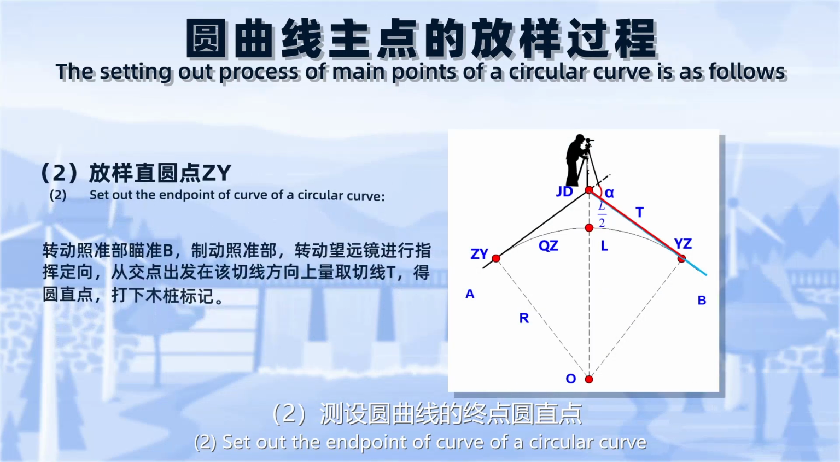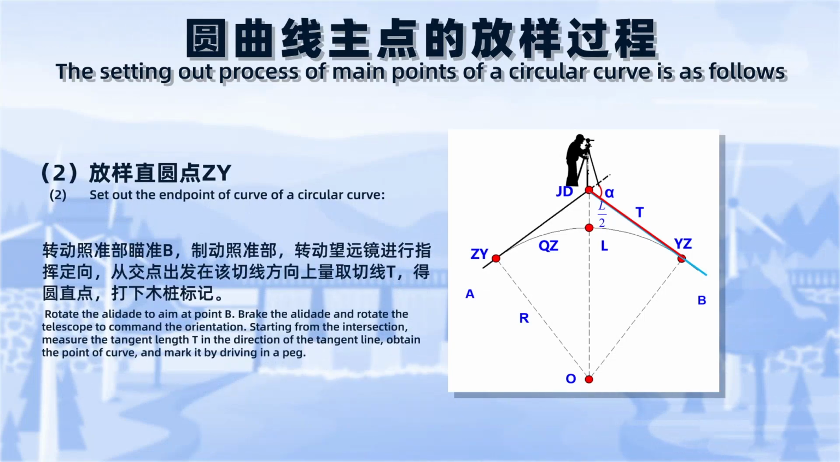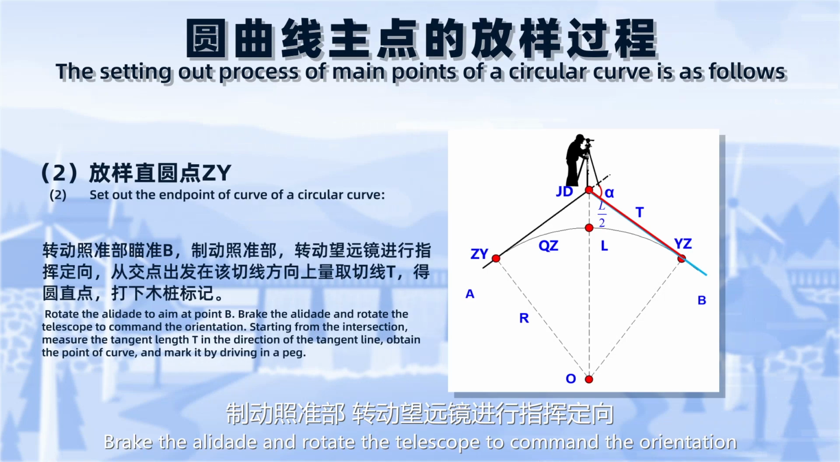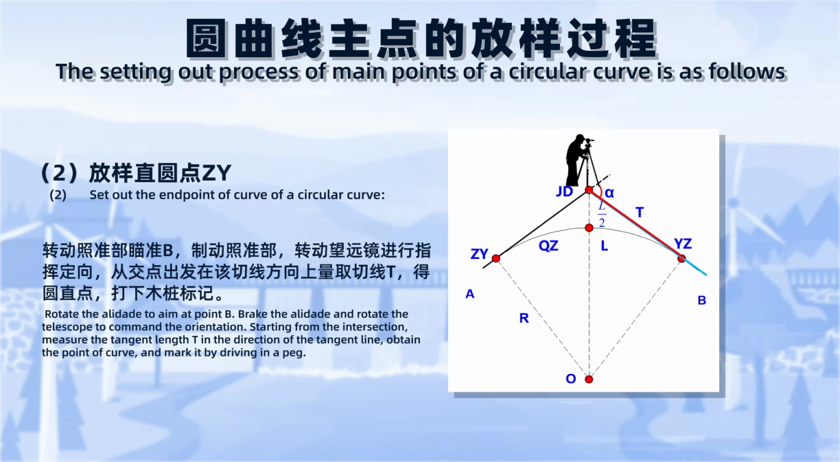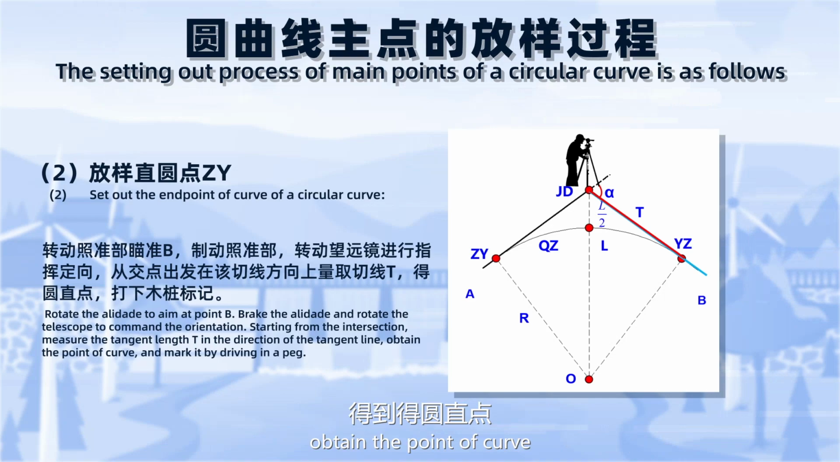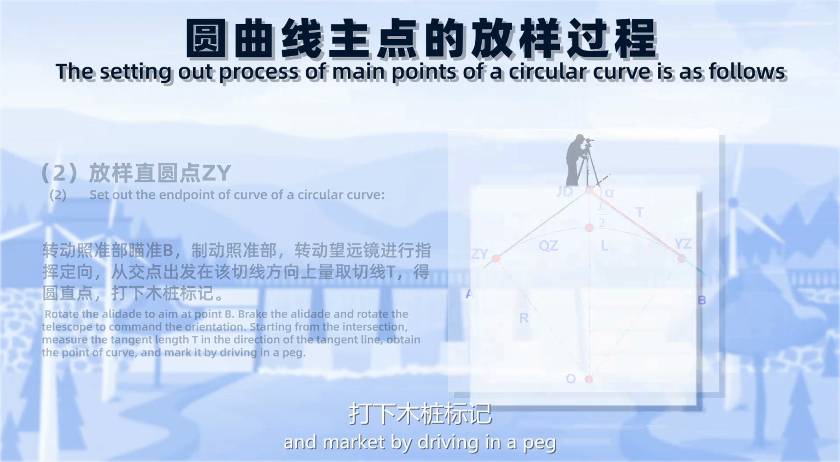2. Set out the endpoint of the circular curve. Rotate the alidade to aim at point B, break the alidade and rotate the telescope to command the orientation. Starting from the intersection, measure the tangent length T in the direction of the tangent line, obtain the point of tangent, and mark it by driving in a peg.